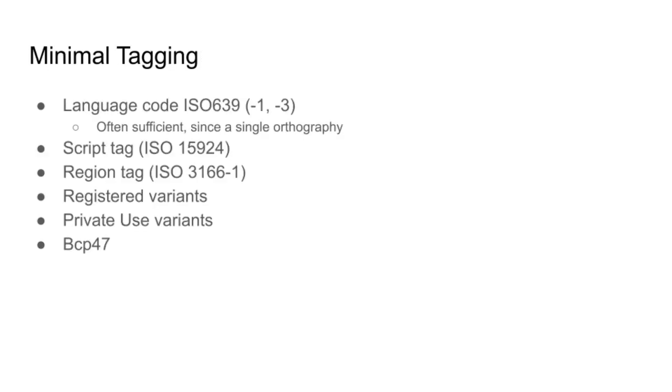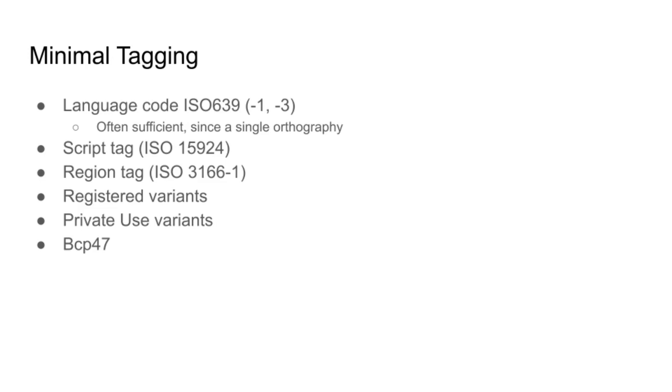Now, there are two kinds of tags, really. There's a minimal tag, which is what most people think of as a language tag. It consists of sufficient information to identify what's going on. So you start out with a language code, which is from ISO 639. It might be the 2-letter code if there's a 2-letter code, or the 3-letter code. And this is often enough because most languages have one orthography. And so we say, yeah, that 3-letter code, that's my language tag. I'm done. Go home.